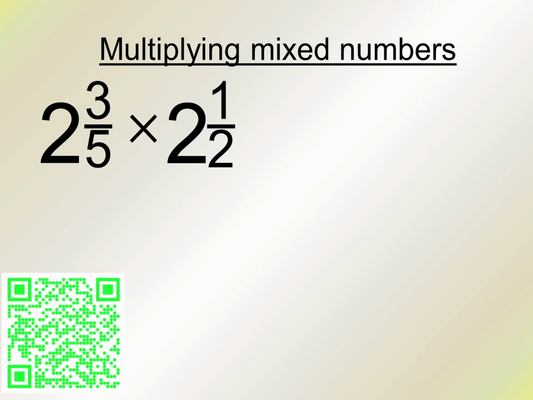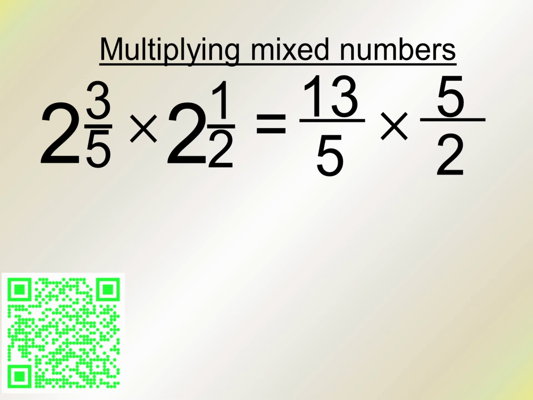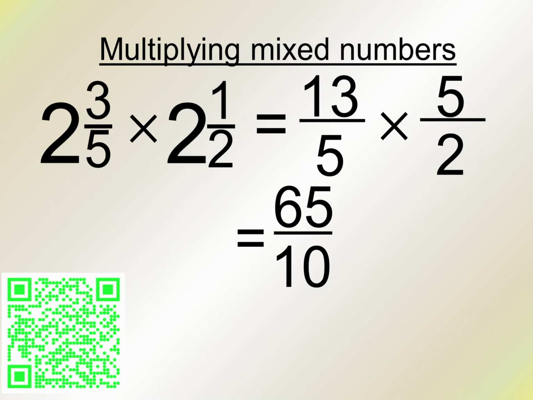When you're multiplying mixed numbers, it's the same concept. So just change them into improper fractions. So 2 and 3/5 would be 2 times 5, add 3, which is 13 over 5. 2 1/2 would be 2 times 2, add the 1, which is 5 over 2. Remember, multiplying fractions is the easiest operation. You multiply your numerators separately and then your denominators separately as well. So 13 times 5 and then 5 times 2, which gives you 65 over 10.